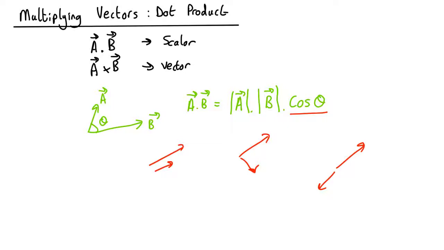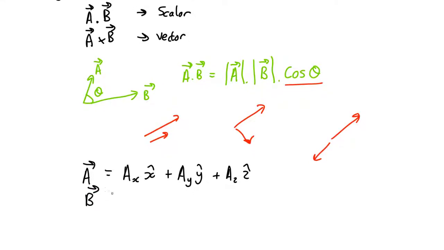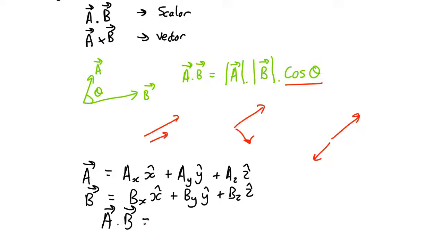In coordinate terms, if we define our vectors in the usual way, so that A has components like this, and B has components like this, then the dot product, which is not a vector, so it won't have the x hat, y hat, and z hat in that, is just the two x components multiplied together plus the two y components multiplied together plus the two z components multiplied together.